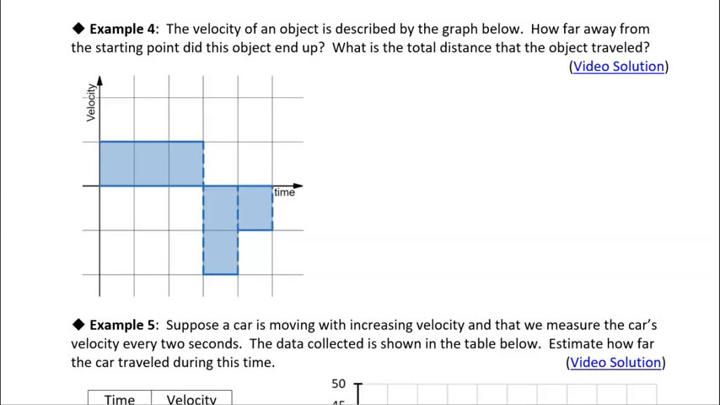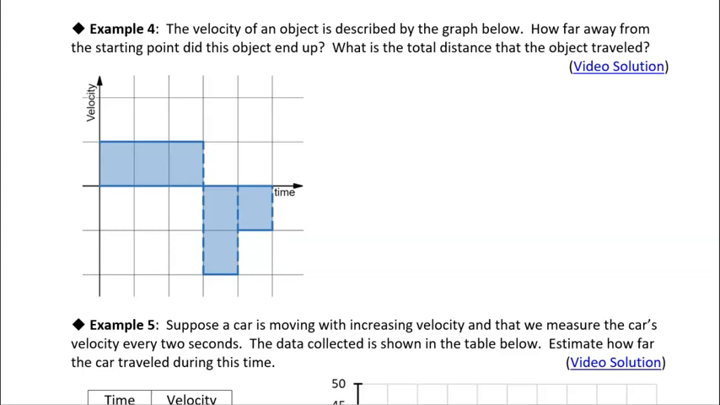All right. Now this one looks very similar to the last one, right? We have a graph of the velocity versus time, only there's no scale on this graph. So we have, says the velocity of an object is described by the graph below. How far from the starting point did the object end up? And what is the total distance traveled by the object?